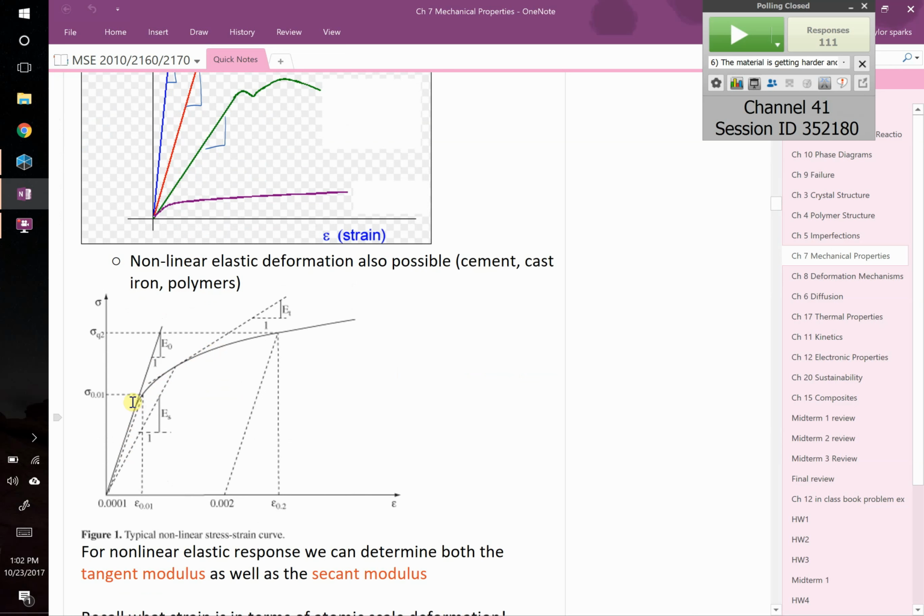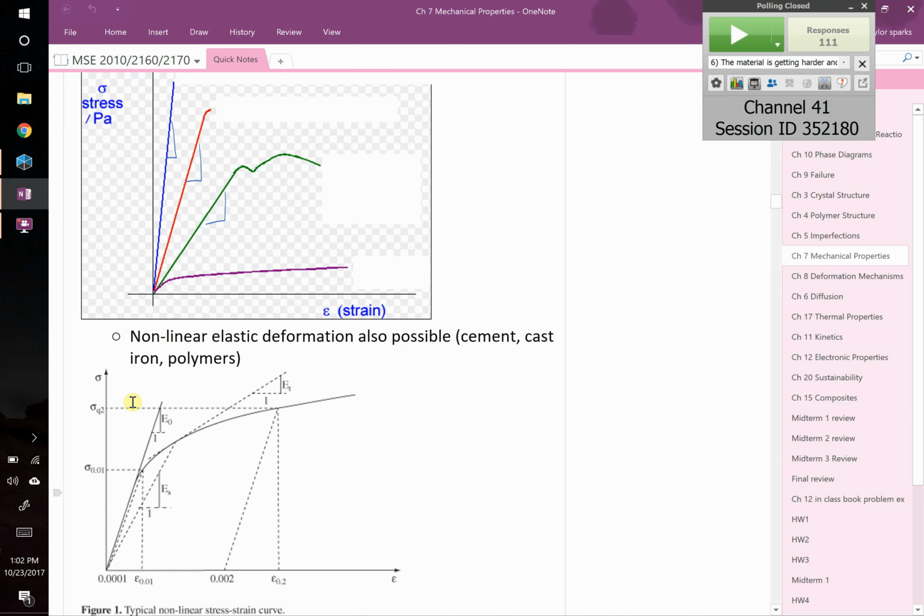Yeah, Spencer? That other graph, what is the green one? Green we'll talk about in a minute.